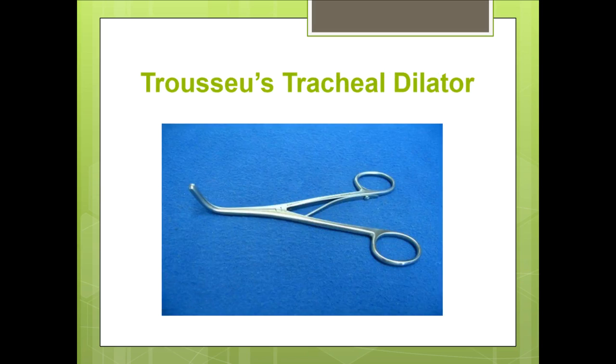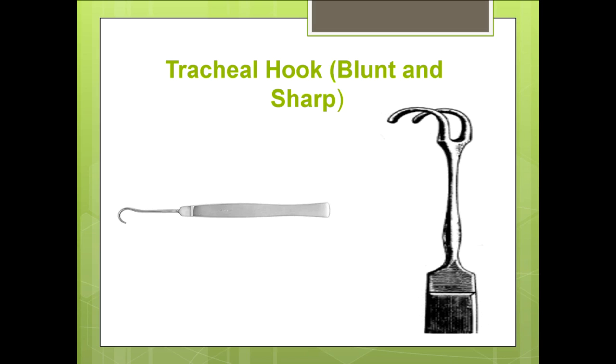This is the tracheal dilator. During tracheostomy, we will use this tracheal dilator. This is the Trousseau tracheal dilator. These are the hooks, sharp hooks and blunt hooks. During the dissection, the separation of the layers from the skin to the trachea, we will use these tracheal hooks.